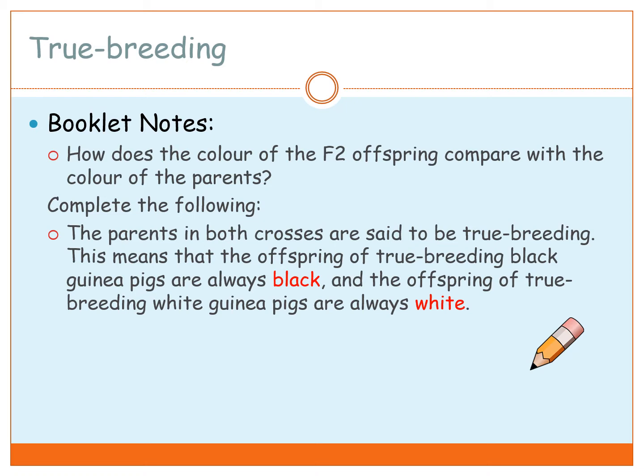So the parents in both crosses are said to be true breeding. This means that the offspring of true breeding black guinea pigs are always black, and the offspring of true breeding white guinea pigs are always white. Well done if you managed to get that correct.